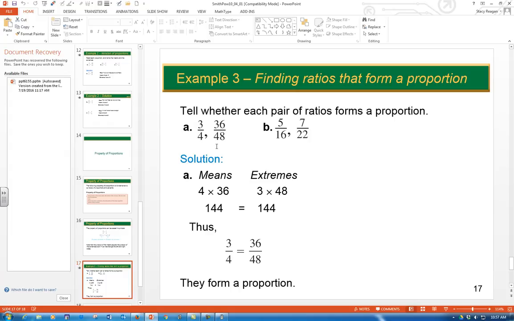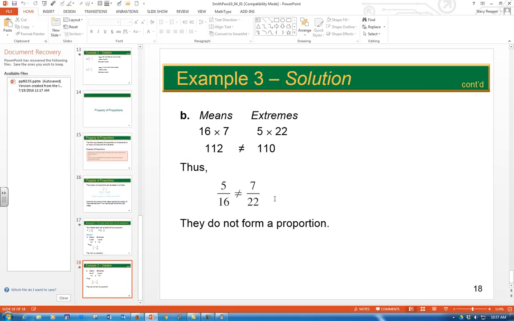And you could just reduce them both to check, but the easiest thing to do is to use this property, and you can say 3 times 48, get an answer, and then do 4 times 36. And if they match, it means that it is a proportion. So you can see down here where we've done the work, 4 times the 36 is 144, 3 times 48 is 144, so they do form a proportion.